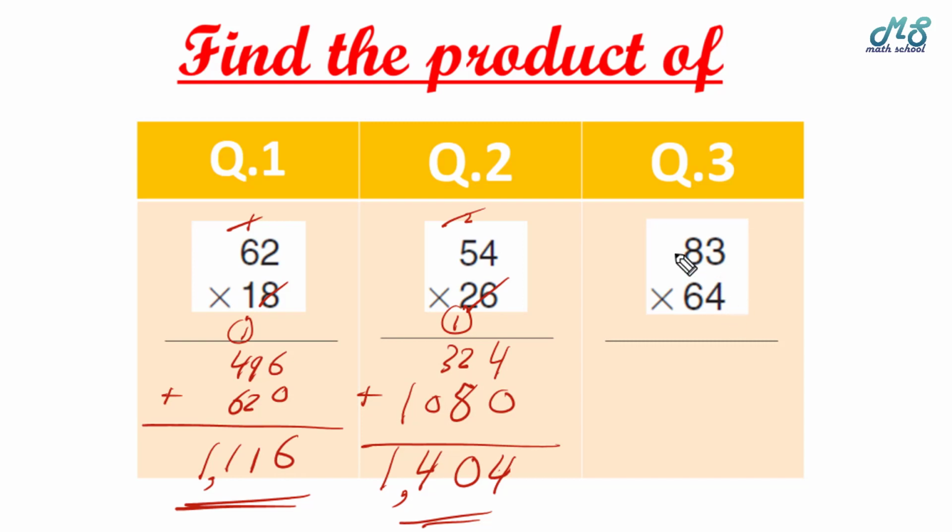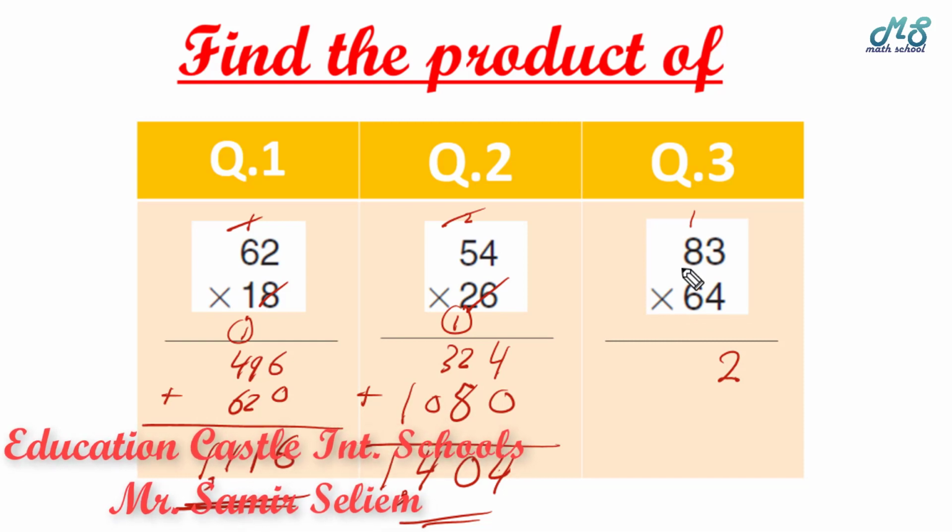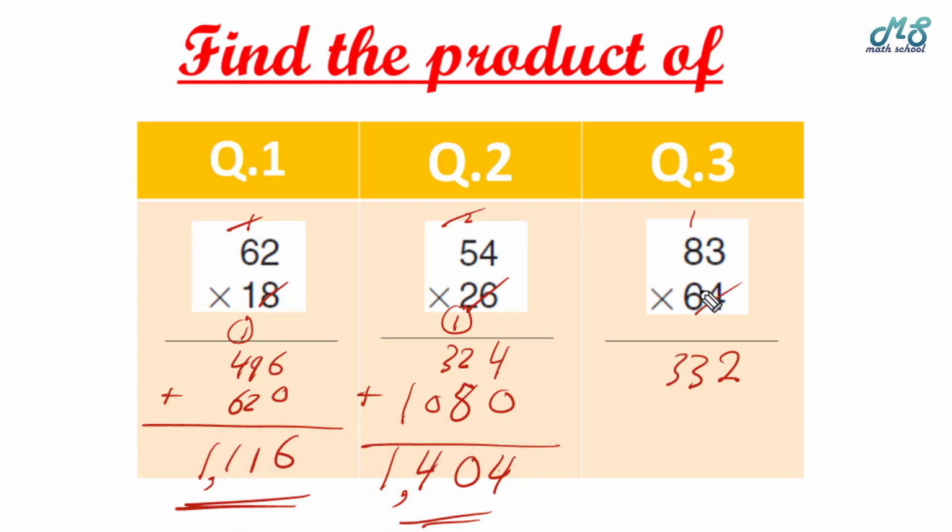Next, 83 times 64 in the same way. 4 times 3, 4 times 8. 4 times 3 equals what? Yes, equals 12. Write 2 and keep 1 up. 4 times 8 equals 32. 32 plus 1 equals 33. Cancel ones place and cancel what we kept before. Write 0 in ones place.